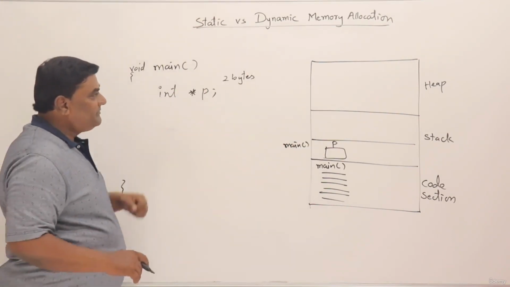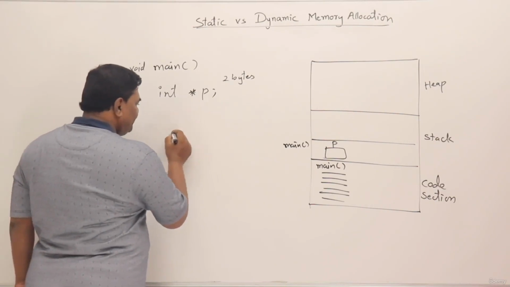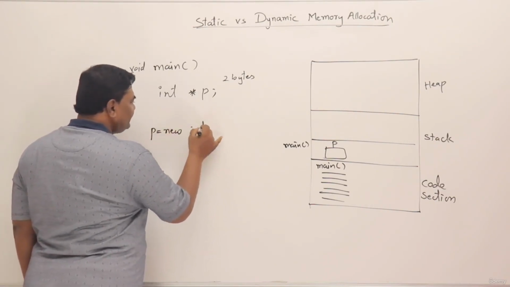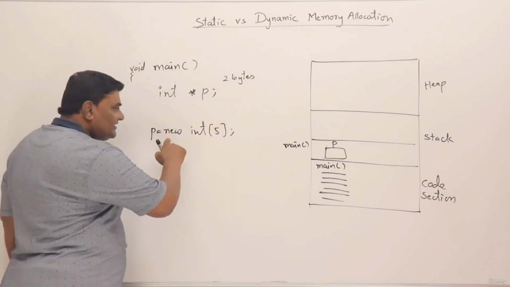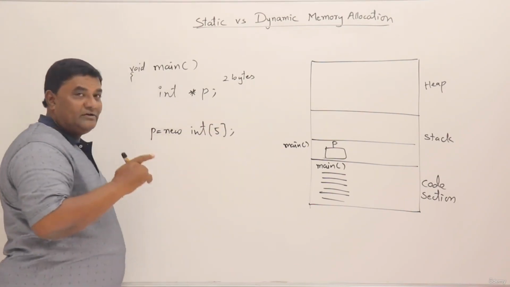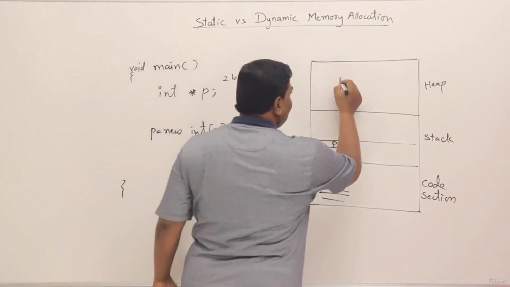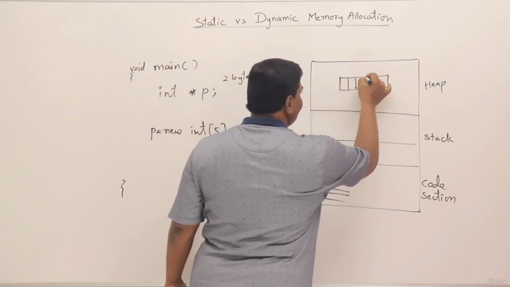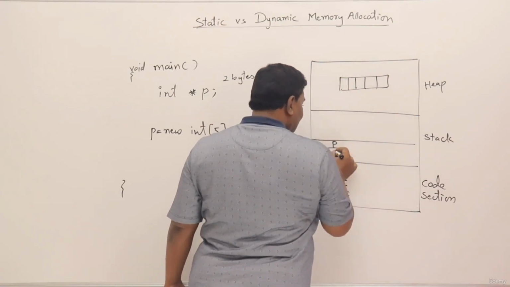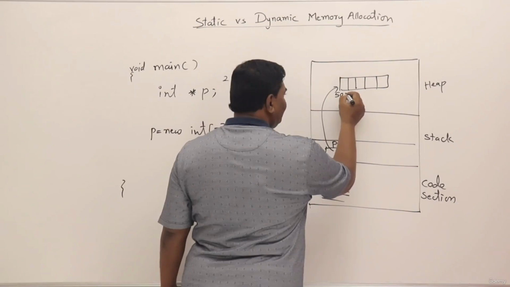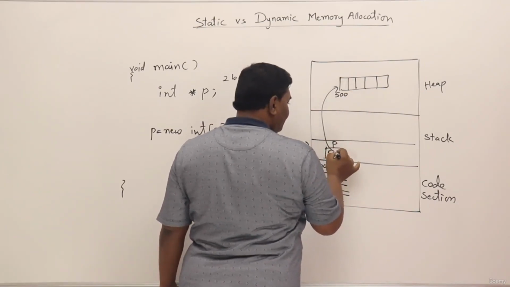So 2 bytes of memory, and this is the activation record for the main function. Now I want to allocate memory in the heap. How much memory do I want to allocate? I want to create an array of integers of size 5. So this new statement will allocate memory in the heap, an array of size 5, and this pointer will point to this one. Suppose the beginning address of this location is 500, so 500 is stored here.